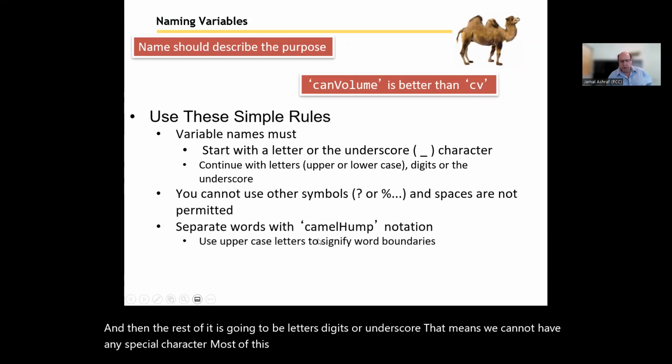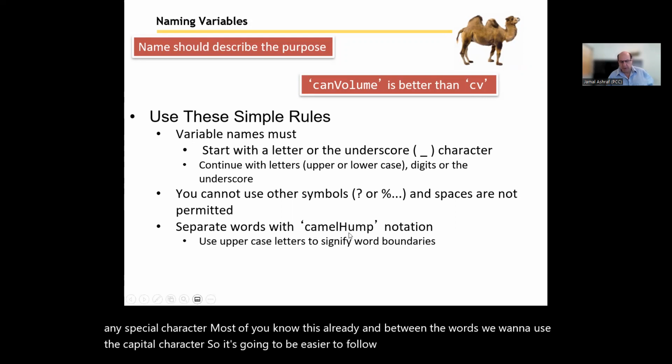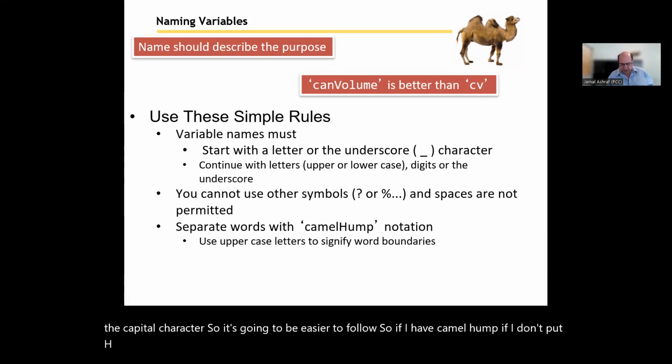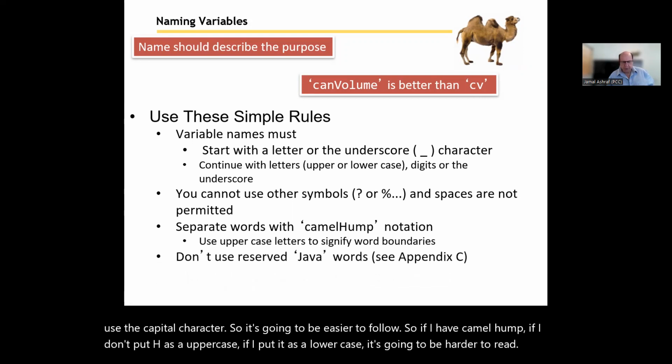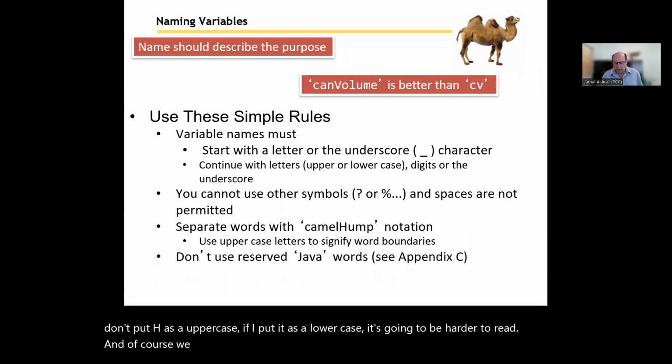Between the words, we want to use a capital character, so it's going to be easier to follow. So if I have camel hump, if I don't put H as an uppercase, if I put it as a lowercase, it's going to be harder to read. And of course, we cannot use any reserved word. So I cannot call my variable int or double or anything of that matter.